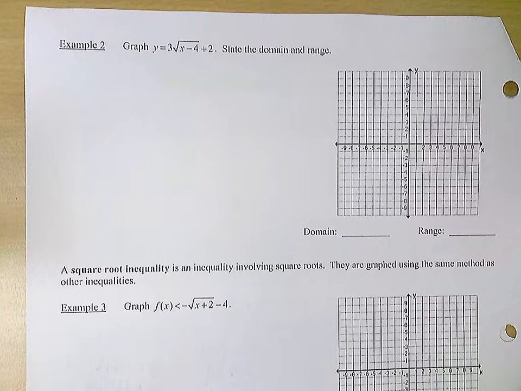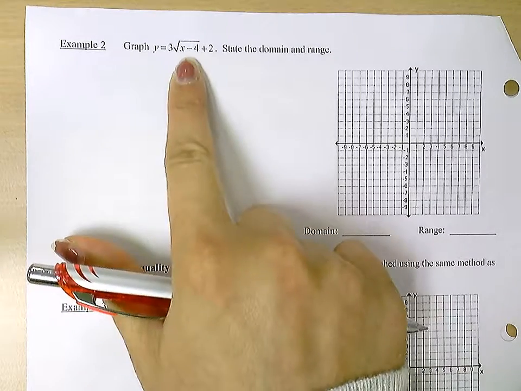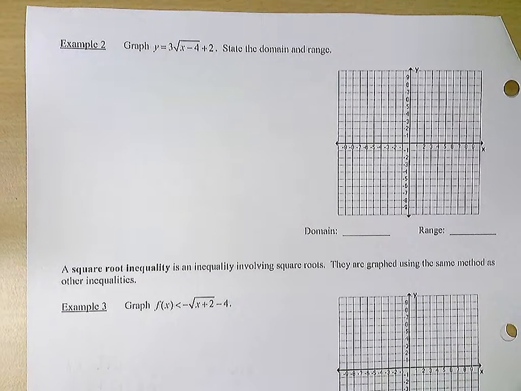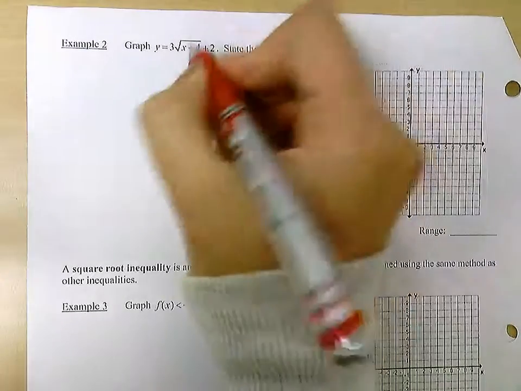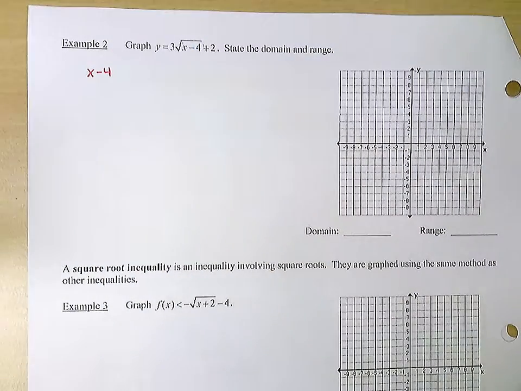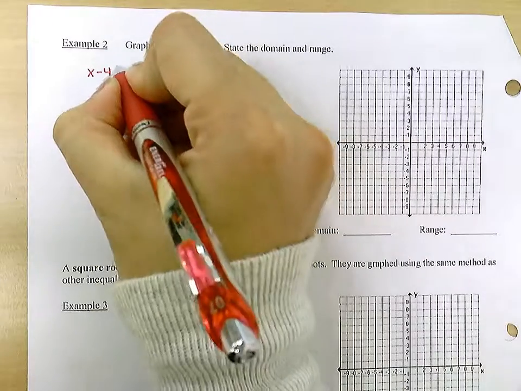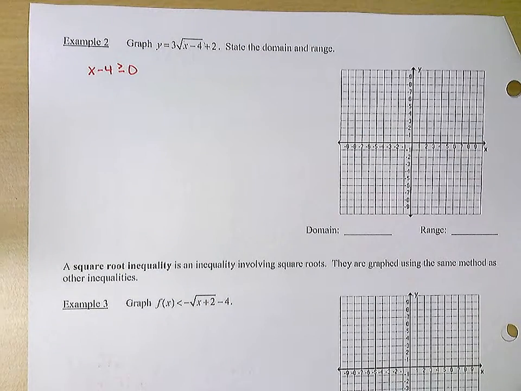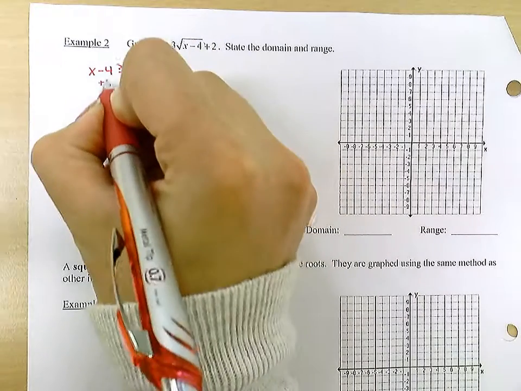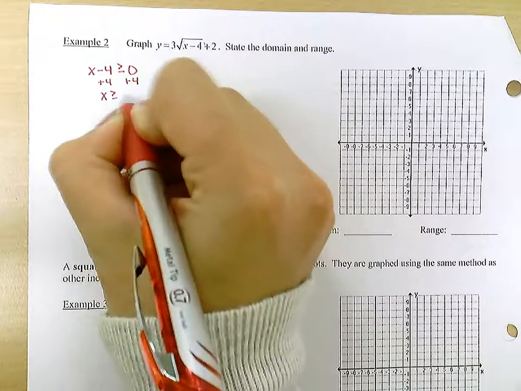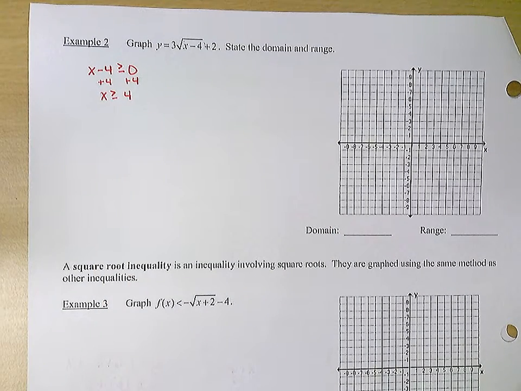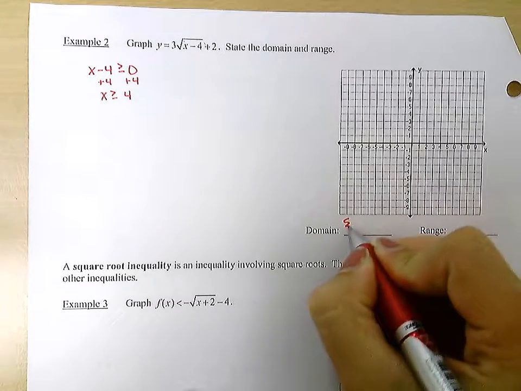So looking at example 2, we want to graph this function and state the domain and range. First thing I like to do is find my domain and range, just like we did our first problem. Take whatever's underneath your radical here, which is x minus 4. That value has to be greater than or equal to 0 for our domain. So add 4. Our domain here, x has to be greater than or equal to 4. And I can write that out right away.